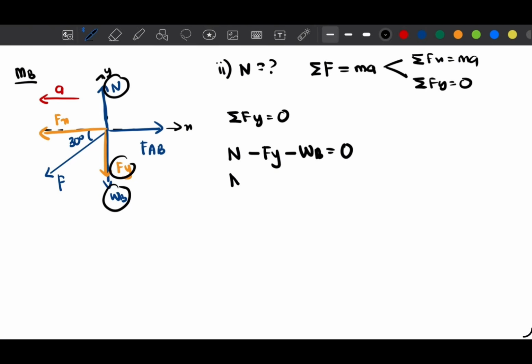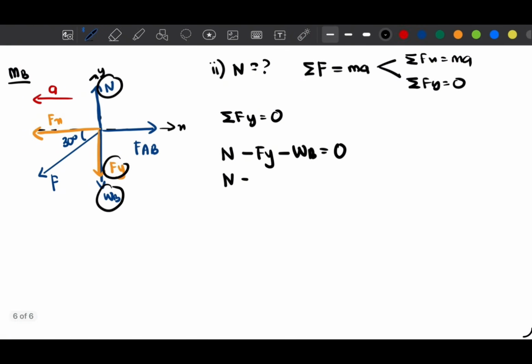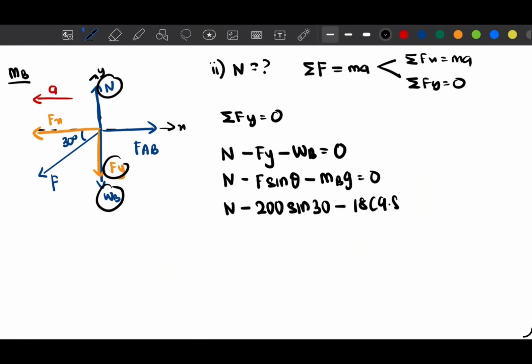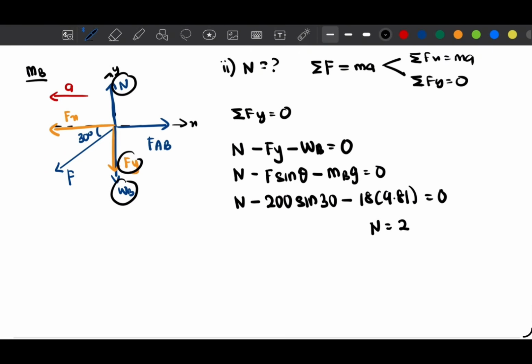So the normal here is what we are looking for. Fy: since my theta here touches the x-axis, my y-axis will take sine. F sine theta minus W, which is mg, equals 0. So N minus the external force, which is given as 200 sine 30, minus the mass of object B, which is 18, times 9.81 as my g, equals 0. So the normal here is equal to 276.58 Newton. So this is the value of the normal force acting on object B due to the surface.